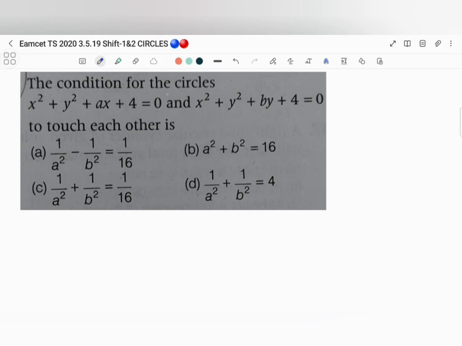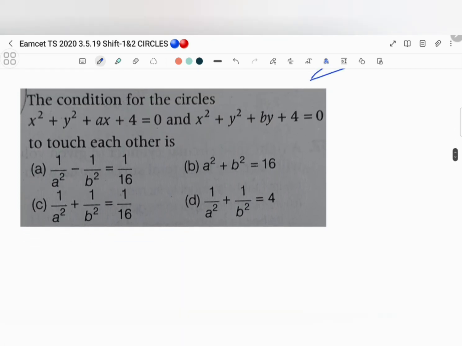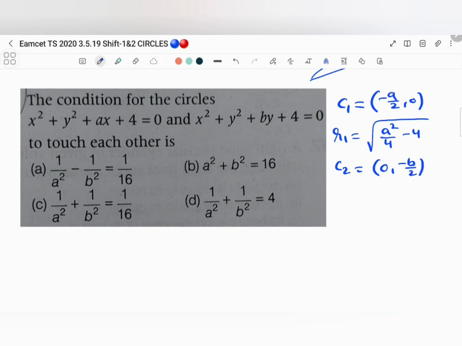Yeah, the next question: the condition for the circles x square plus y square plus ax plus 4 equal to 0, x square plus y square plus by plus 4 equal to 0 to touch each other is. So first circle, center C1 is minus a by 2 comma 0, radius r1 is equal to root over a square by 4 minus 4. Now second circle, center C2 is 0 comma minus b by 2, and radius r2 is equal to root over b square by 4 minus 4. Circles touch each other means C1C2 is equal to R1 plus R2.